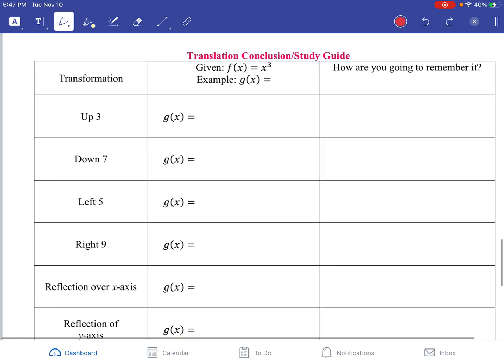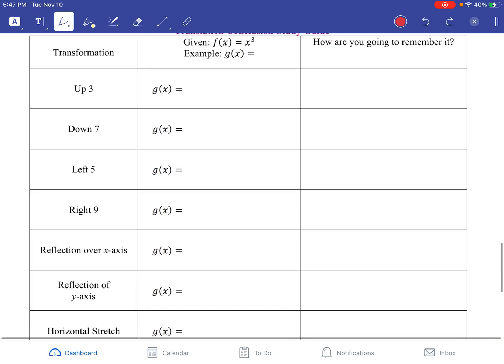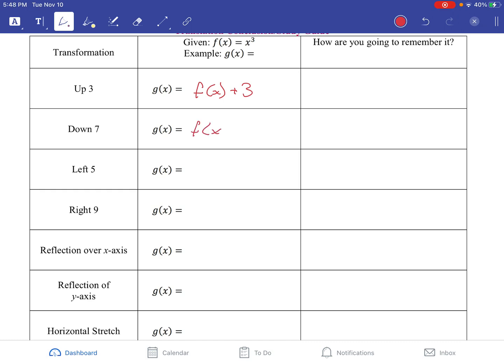Okay. So we're going to write the equation. How you're going to remember is going to actually have to be up to you. You're going to have to figure out some way to remember this. So I'm going to leave that one blank. But we're going to go through these notes here and show you what these look like if you just have the words and have to write the equation. So we're going up by 3. So g of x, I'm going to write it in terms of f of x. You're going up by 3, so it's f of x plus 3. Okay. If you're going down by 7, it's f of x minus 7.